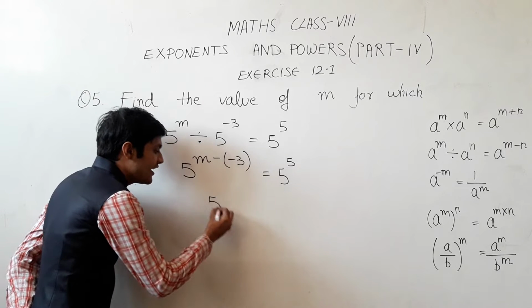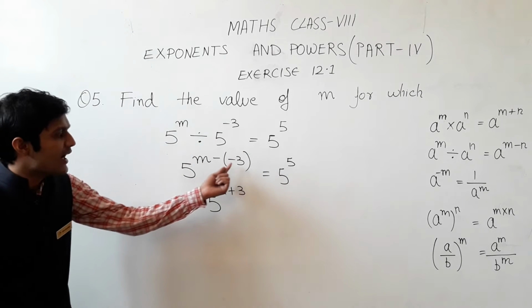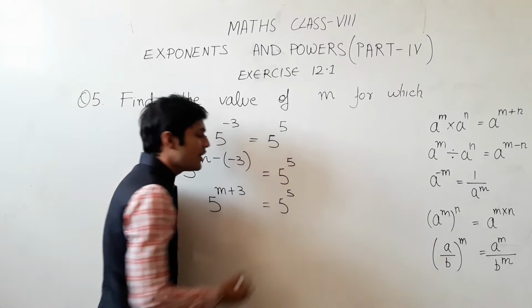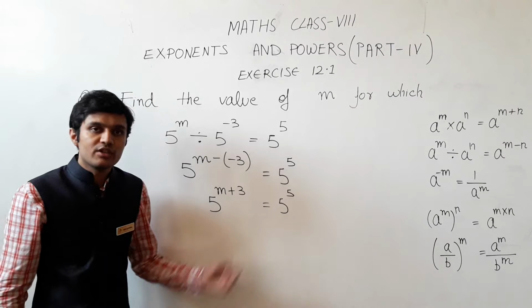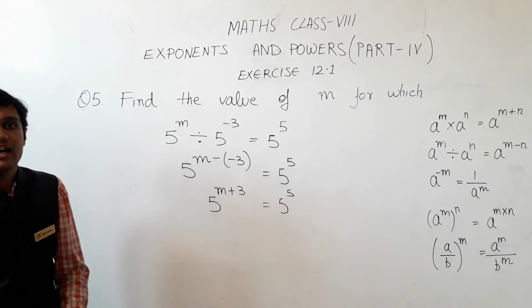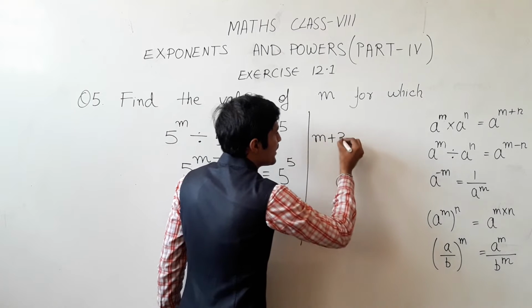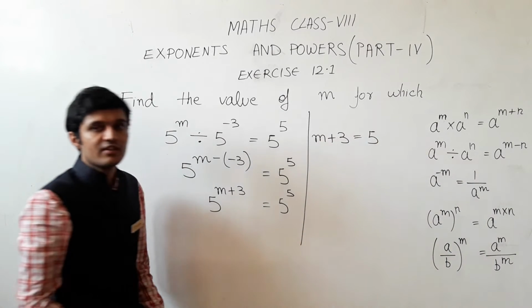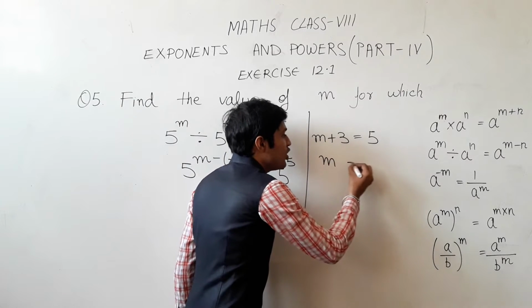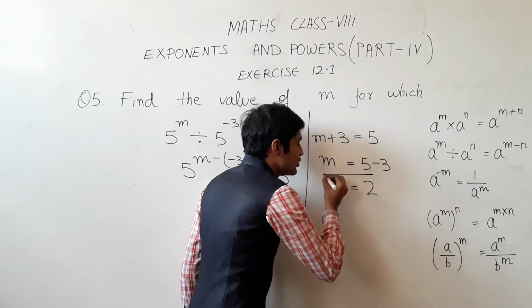Again we can write this as 5 raised to the power m plus 3, minus becomes plus, equals 5 raised to the power 5. Now compare the exponents. We are comparing the exponents here because the bases are equal. So from this we can write m plus 3 equals 5. Now we want to find the value of m, that is 5 minus 3. So the value of m is 2.